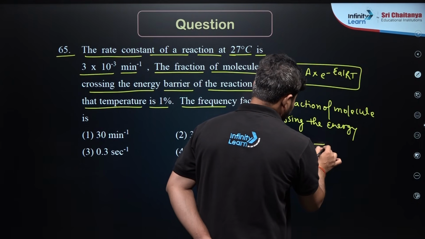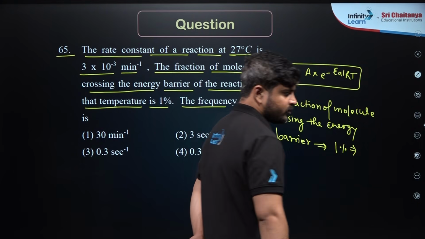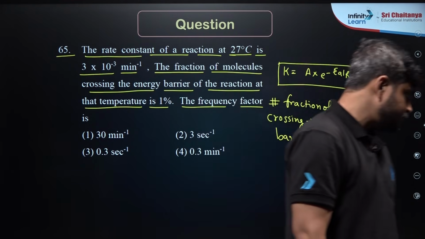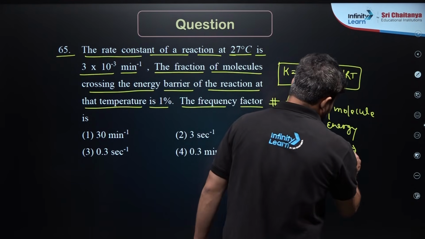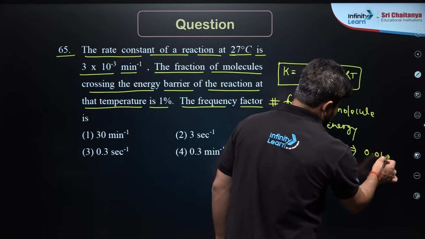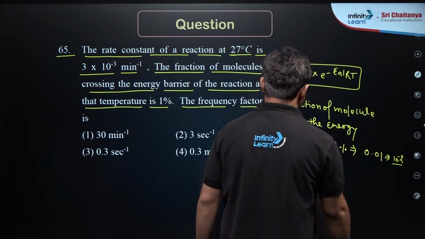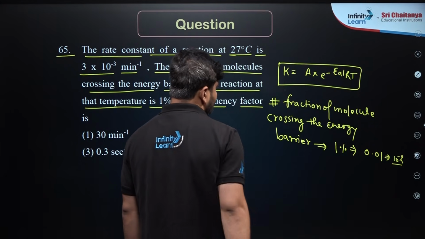So this is given as 1%. So 1% means we are talking about 0.01, okay? So it means 10 to the power minus 2. Now we are going to apply this formula, okay?